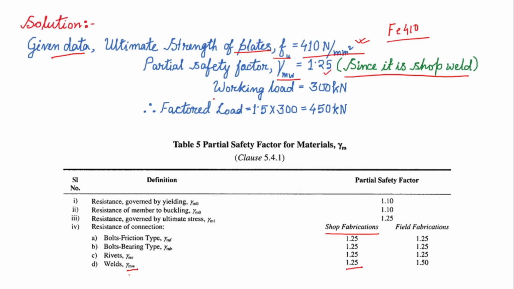Next, working load is given as 300 kilonewton in the question. So factored load will be 1.5 into 300, which will be comes out as 450 kilonewton. Why I have multiplied by 1.5? Because we are following the limit state method of design. So the factor of safety or the partial safety factor for limit state design is 1.5 for loadings. So finally the factored load is 450 kilonewton.